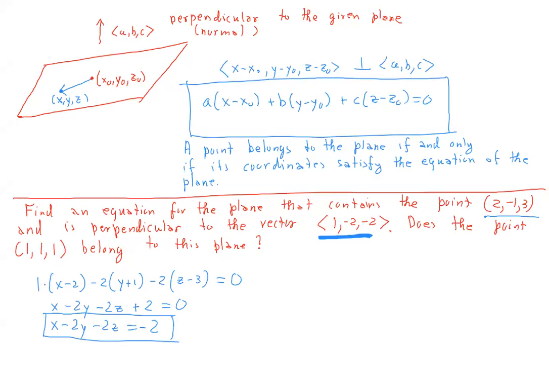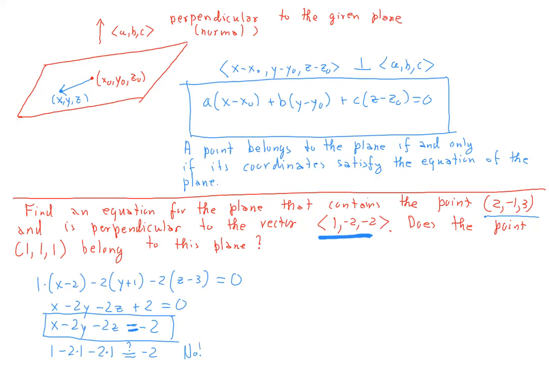Now, let's answer the second question. Does the point 1, 1, 1 belong to that plane? Think of the equation of the plane that we found as a blueprint for the points that belong to that plane. That is, if I take the coordinates, in this case 1, 1, 1, and I plug them in, let's do it. So 1 minus 2 times 1 minus 2 times 1. I ask, is this equal to -2? Oh boy, I'm afraid the answer is no. Okay, so the answer is no.